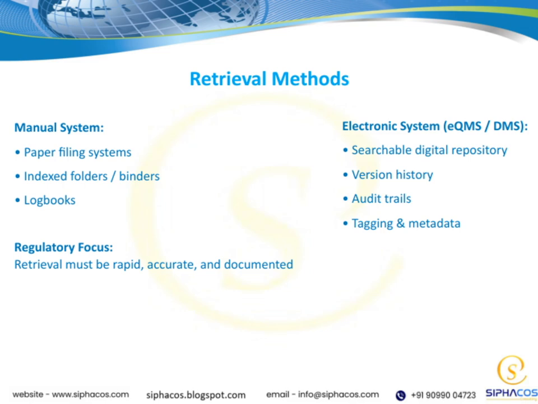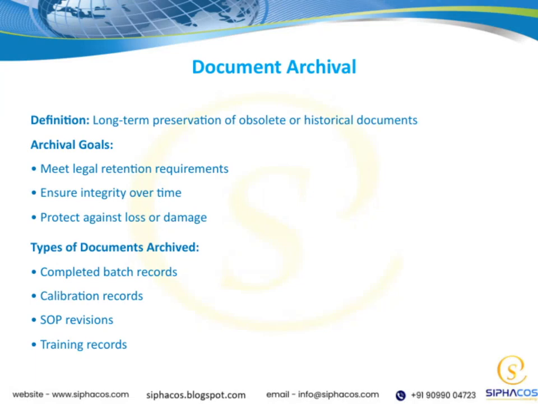That means digital systems are generally preferred because they can meet these needs more effectively. The ability to quickly search, access, and verify document histories is vital for maintaining compliance and ensuring quality. So, whether using digital or manual methods, the key is ensuring that retrieval processes support the overall goals of efficiency, accuracy, and regulatory adherence. Let's talk about document archival.